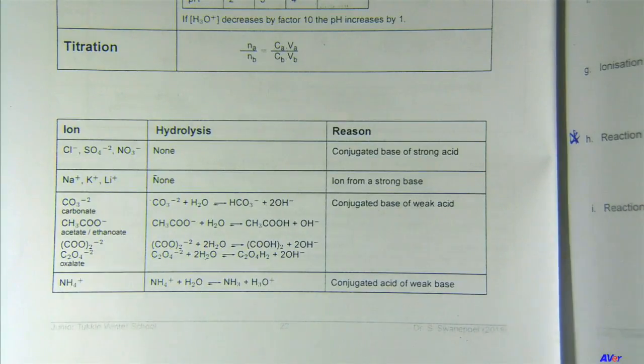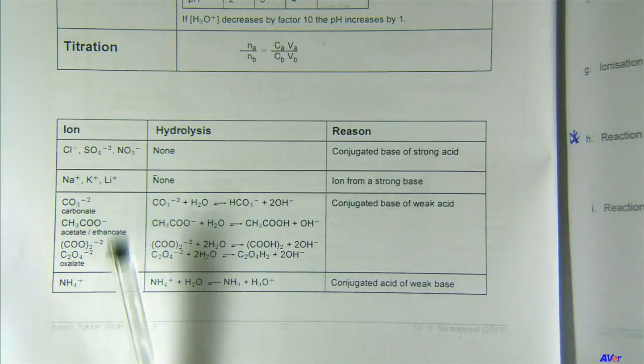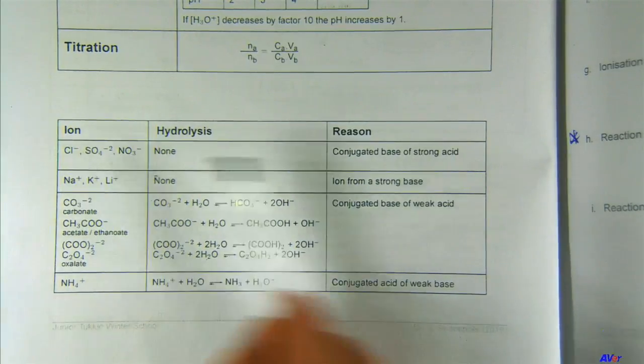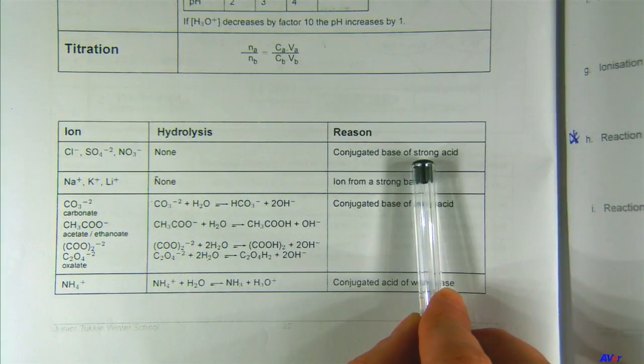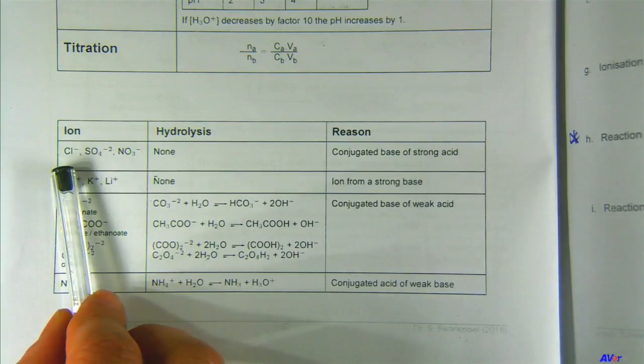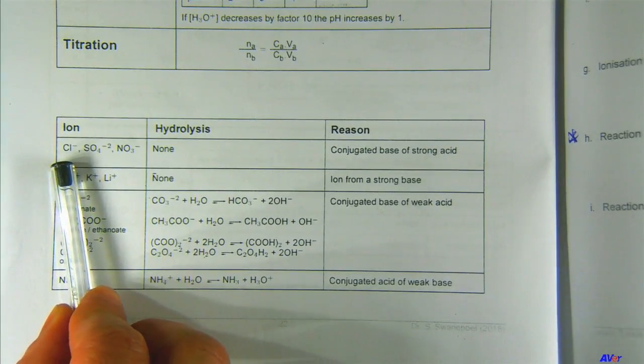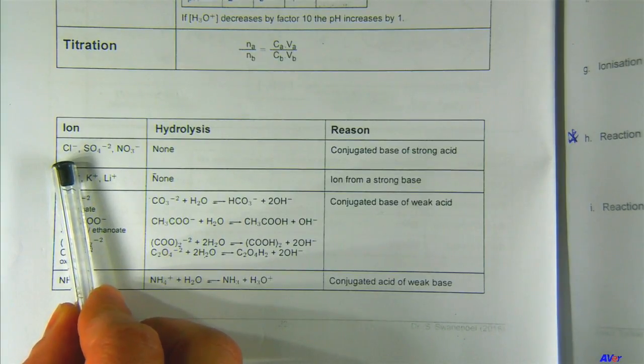If I put a salt into water and it's got a chlorine ion, what will happen to the chlorine ion? Perfect answer, nothing. Because the Cl minus comes from a strong acid. So this is a very weak base. It will not react. So it will just drift around. So it will not make it basic or acidic. It will just drift around.